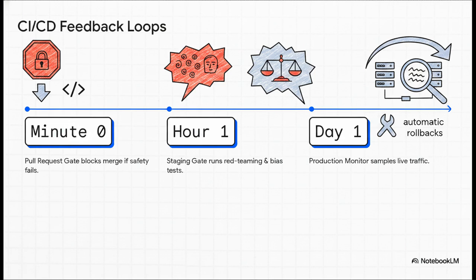Minute 0, a pull request gets blocked flat out if safety metrics drop. Hour 1, the staging gate runs extended red teaming and bias tests. Day 1, the production monitor samples live traffic and triggers automatic rollbacks if performance degrades. Again, say with me, systems under stress must fail closed.